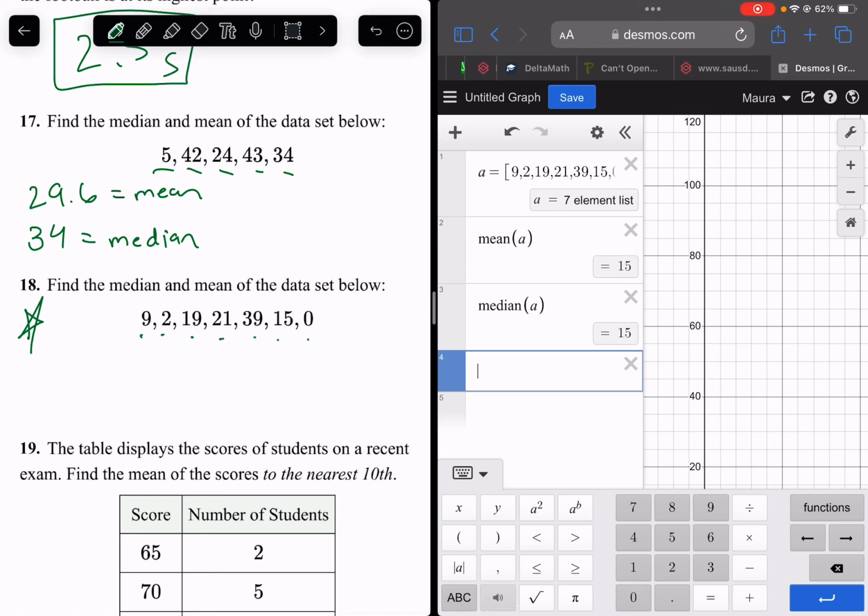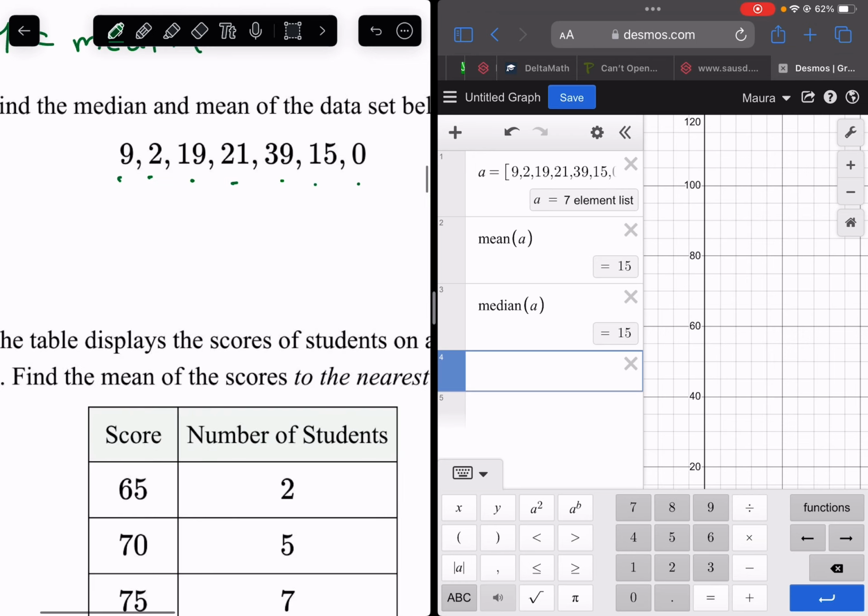It's always a good thing to double check your numbers, make sure you plug those in right. And here we should have gotten for our mean 15 and our median 15.